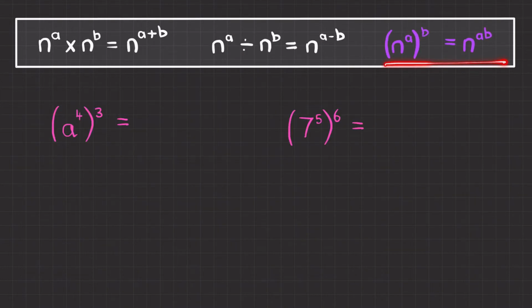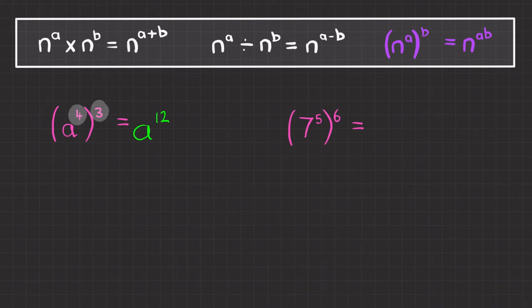Using our last law of indices here, we've got n to the power of a, all to the power of b equals n to the power of a times b. So for the question on the left here, we've got a to the power of 4, all to the power of 3. Well, this power, all to this power, you times these two powers together. So 4 times 3 equals 12, so our answer is a to the power of 12.